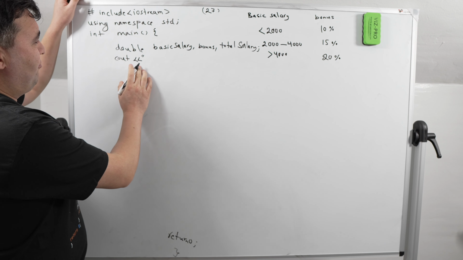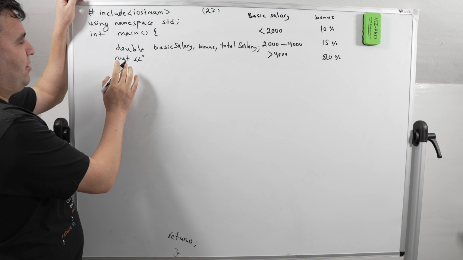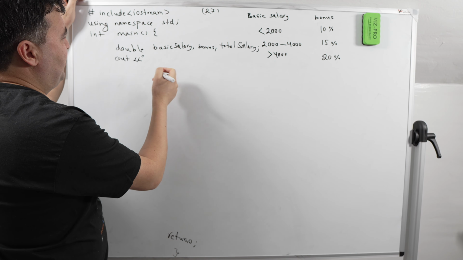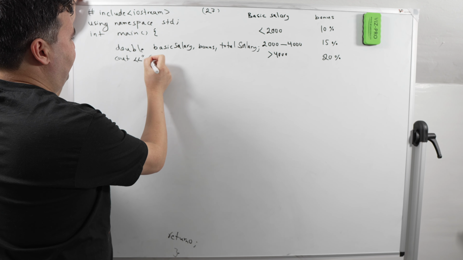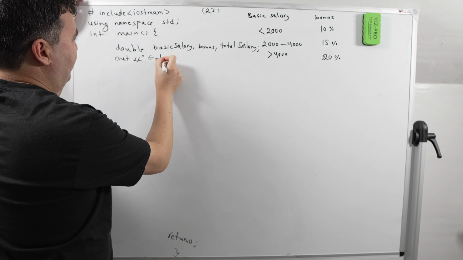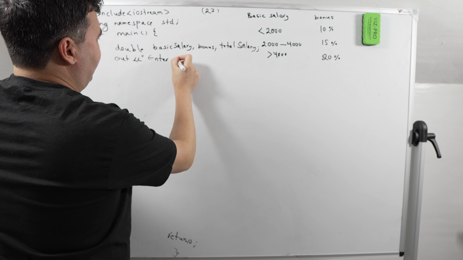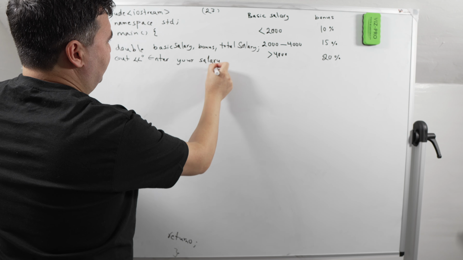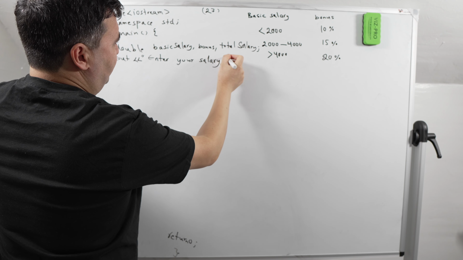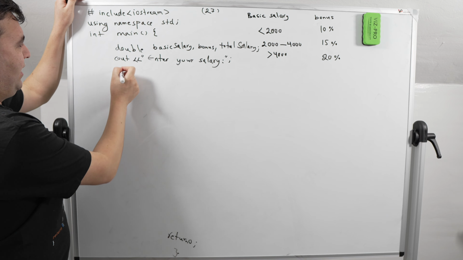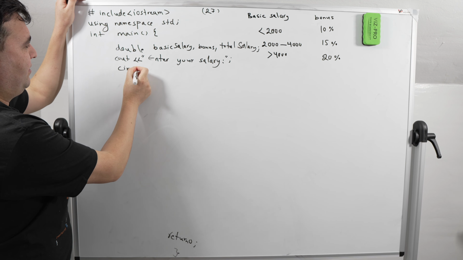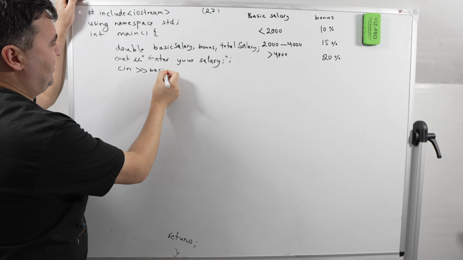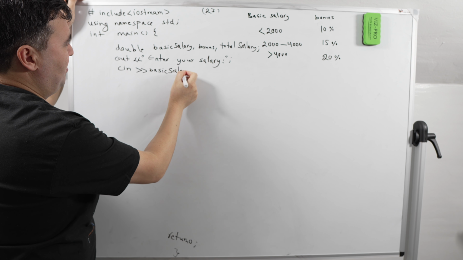So we need cout. We ask the user to enter your salary. Enter your salary, in quotation marks here. And then cin. So we store that salary inside the variable basic salary.